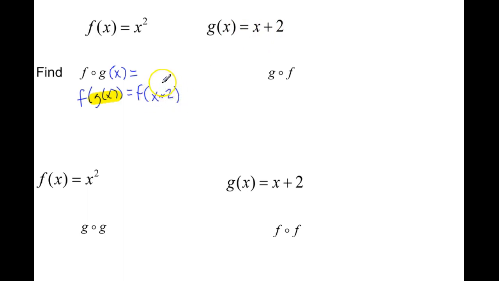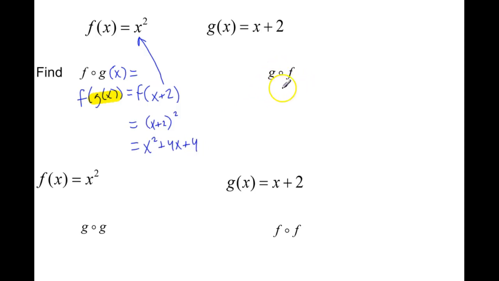And now we're just going to take that and plug it in here everywhere there was an x in the f function. So this will be, instead of x squared, it'll be x plus 2 squared. And when you square that, you will need to multiply this out. So you get, when you FOIL that, x squared plus 4x plus 4.